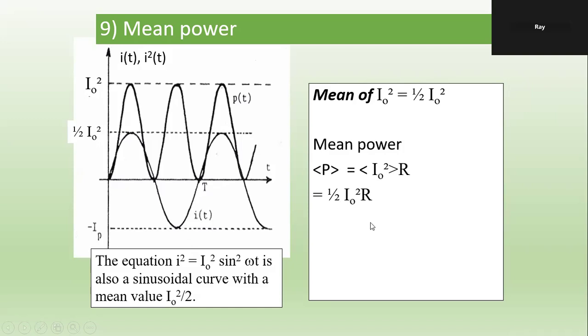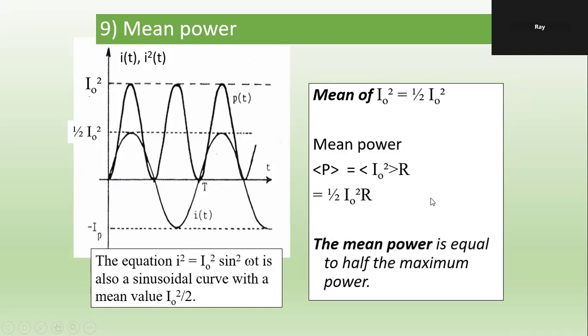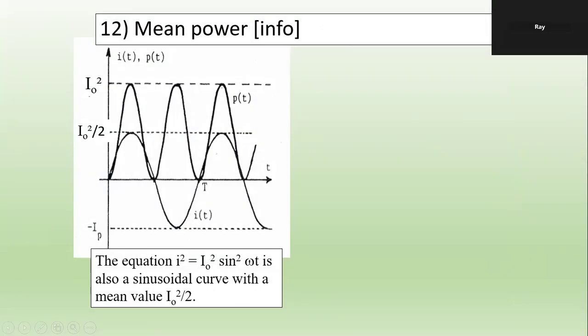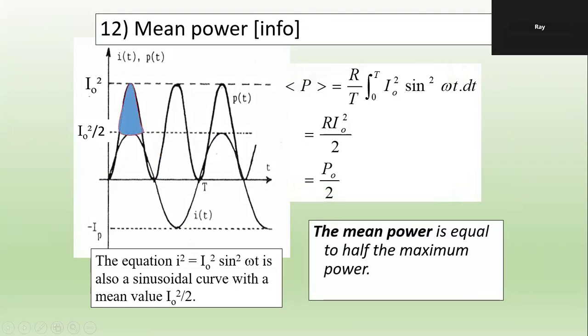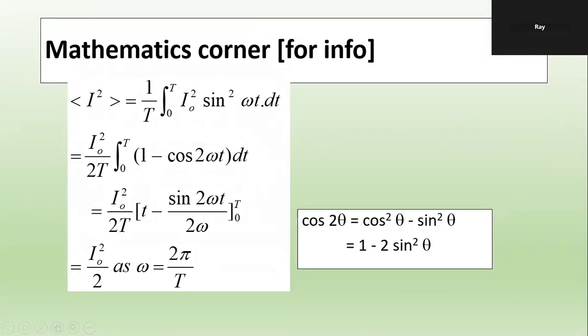This is half I naught square. Basically, you don't need to worry about the math involved. You just memorize the formula. Mean power is equal to half the maximum power. That area is equal to this area. That's the whole idea, that's why the mean value is half I naught square. Recall this formula and use it. Don't worry about all this derivation. This is for good students in case they want to crack their head. Not required.